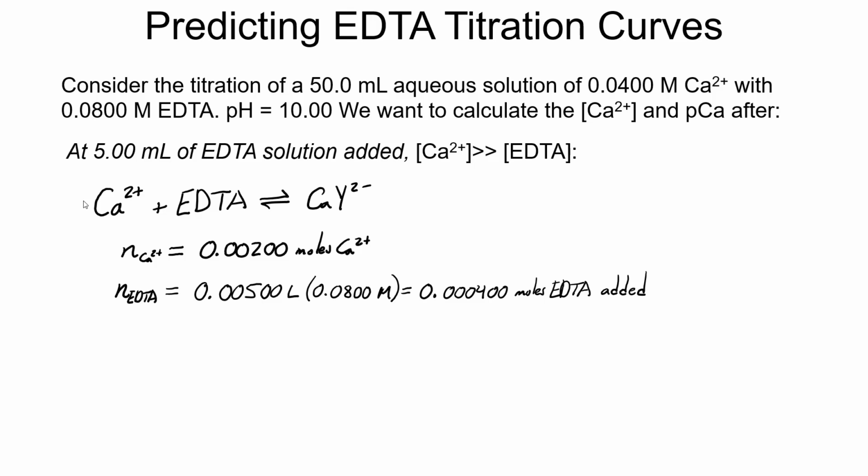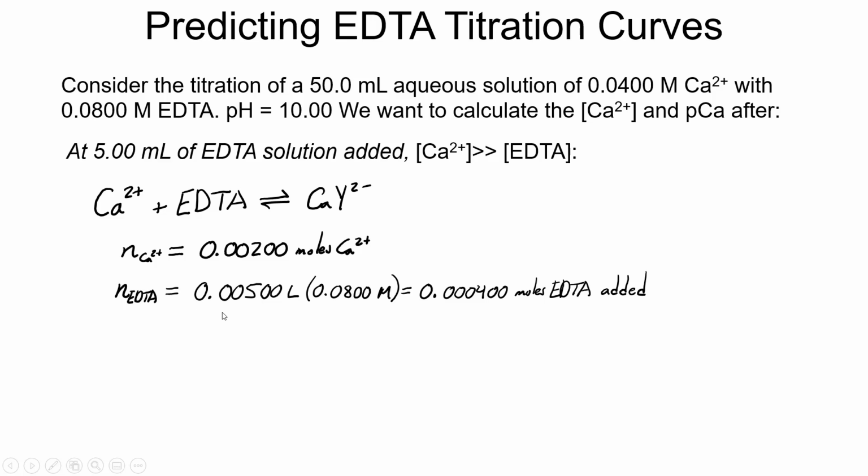So in region 1, anywhere prior to the equivalence point, we will find the concentration of the metal by figuring out how many moles of the metal have been complexed with EDTA, subtracting that value from the original number of moles, and then just dividing by the new volume of solution to get the calcium concentration. So our thought process goes like this. Originally, in our analyte solution, we had 0.00200 moles of calcium. That's 0.0400 times 0.05 liters.